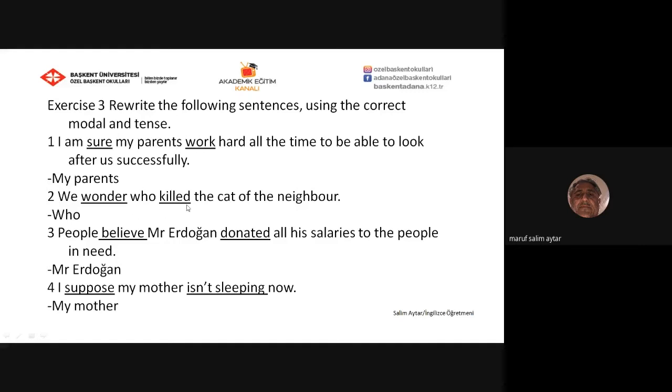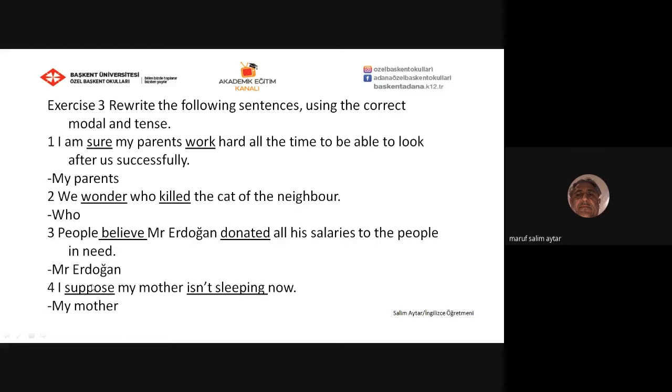We wonder who killed the cat of the neighbor. We wonder. So it suggests a weak deduction, but in the past simple. People believe Mr. Erdogan donated all his salaries to the people in need. This suggests a weak deduction, and this suggests that it must be in the past. Past simple weak deduction.